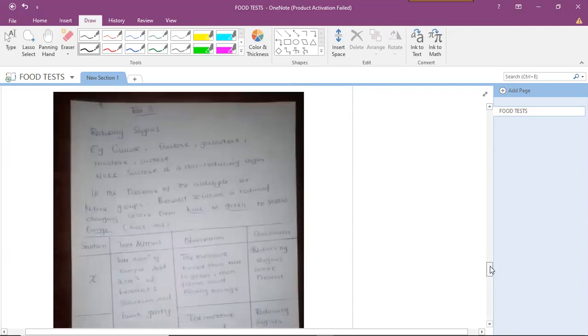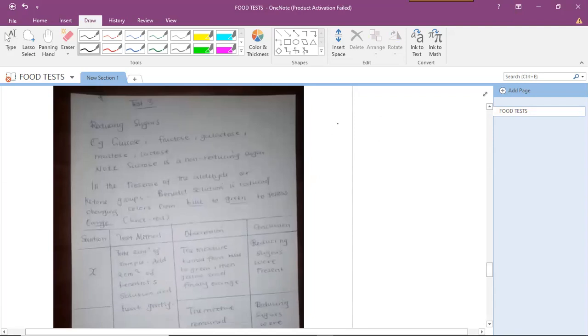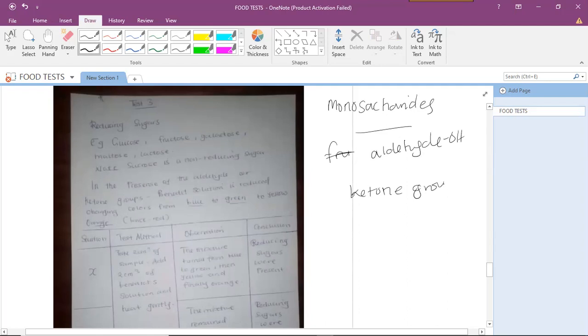So let's look at our last type of food test, known as reducing sugars. And reducing sugars are simply mostly our monosaccharides. These monosaccharides have got a free aldehyde group and a free ketone group. So this free aldehyde and free ketone group have the ability to reduce Benedict's reagent.